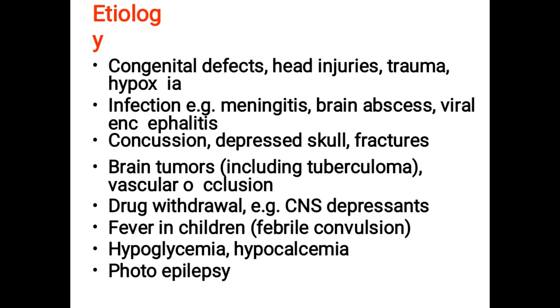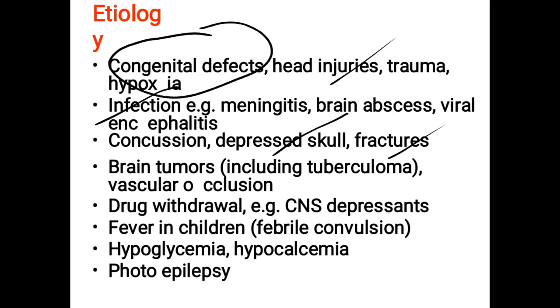Then why do these seizures, epilepsy or convulsion take place? So there is an etiology for this. The first one is any congenital defect, or any trauma to the head, any head injury. Second one, if there is infection like meningitis, viral encephalitis, brain abscesses. So if any infection or viral infection takes place, then it will also increase the frequency of discharge of the impulses. Concussion, depressed skull fracture, or cancer, that is, a brain tumor.